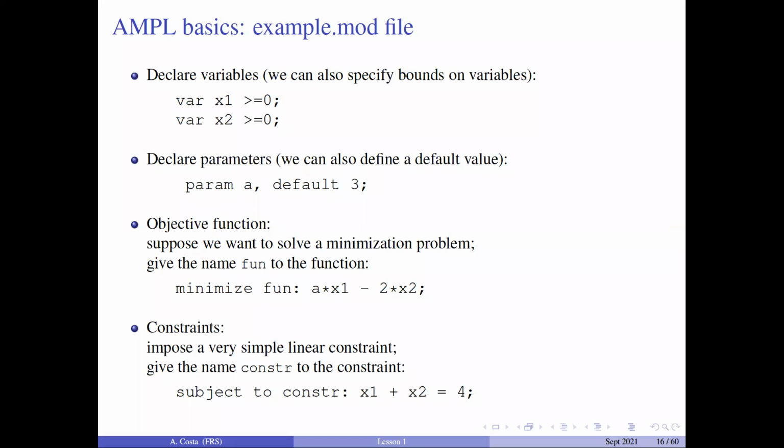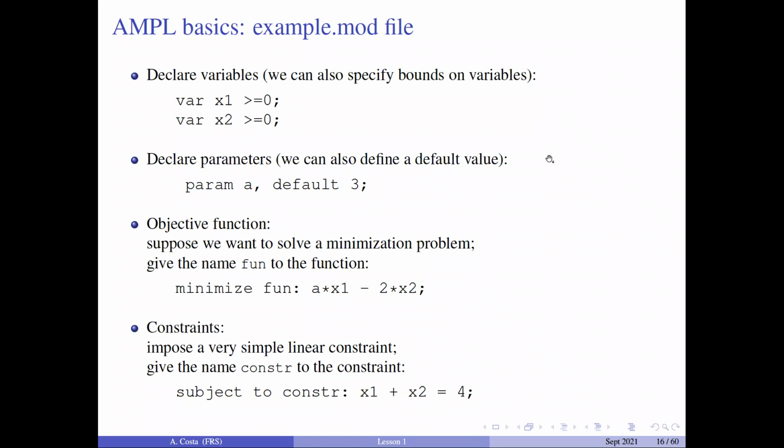How do we declare variables? Okay, so you saw in one of the previous slides that one of the key components of an optimization problem is variables. To declare a variable, you use the keyword var. So var, then you write the name of the variable. It can be anything. And then you can directly specify the bound. So for example, if you know that x1 is greater than or equal to 0, then you will write var x1 greater than or equal to 0. And then you always end with a semicolon.